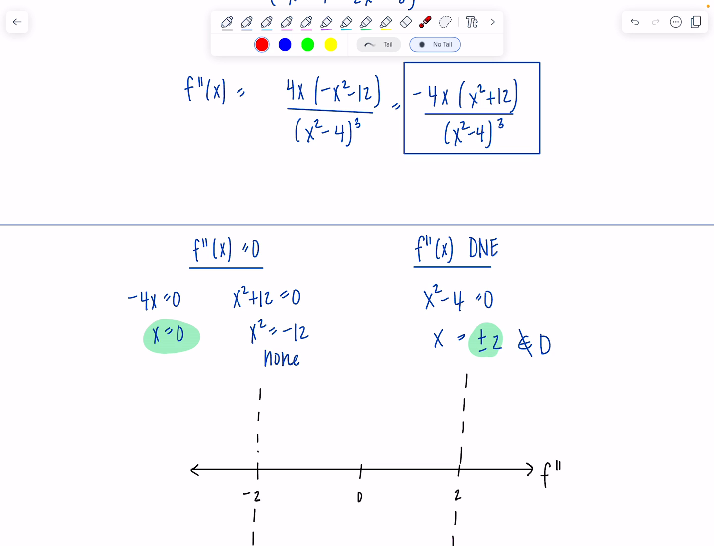So what did I say? Hold on, I have to think. Negative 3 times negative 4, that's positive, positive, positive. Okay, so the second derivative is positive. The graph is concave up.